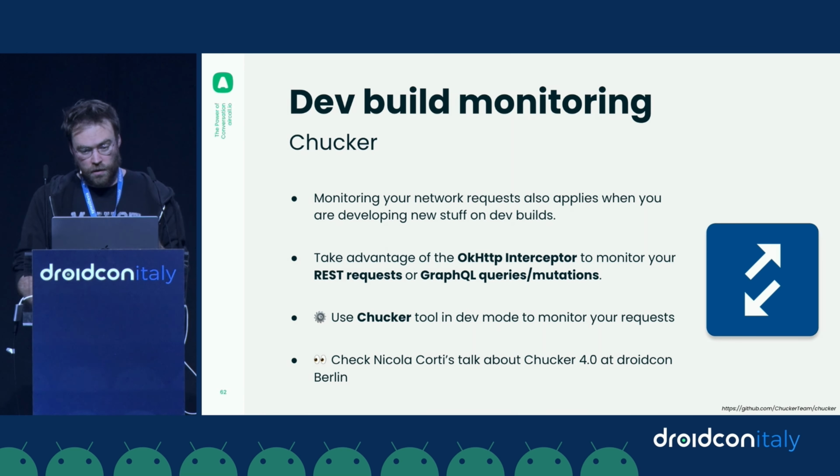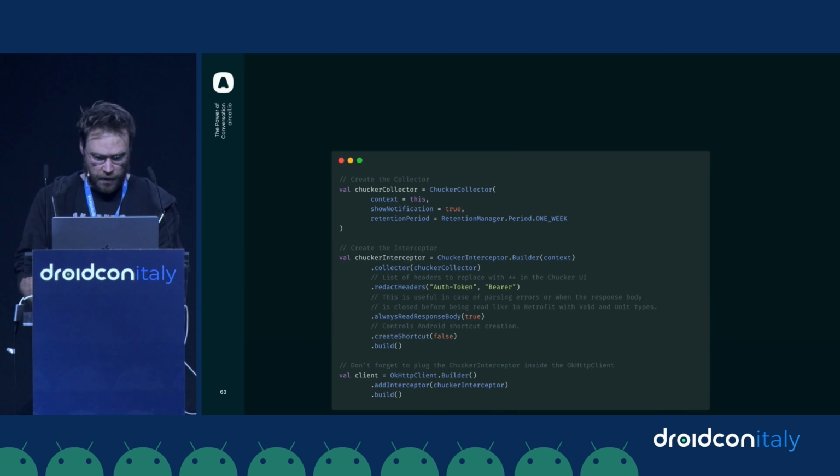So about Chucker, that's a very nice library and very easy to use. It will allow you to monitor your REST or GraphQL request inside your application. And it's basically an interceptor you plug into your OkHttp client. Nicolas Corti, the main maintainer of the library, I think it was 2 or 3 years ago, made a very nice introduction of the 4.0 version of the library.